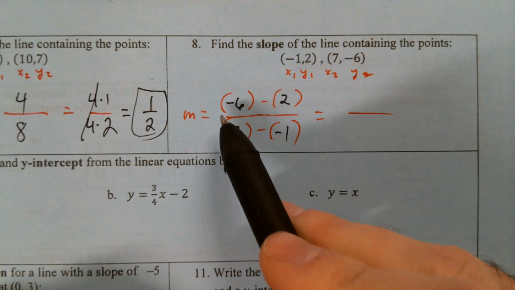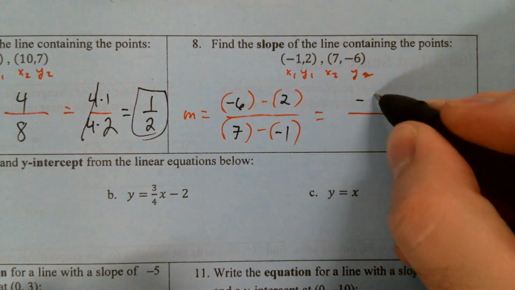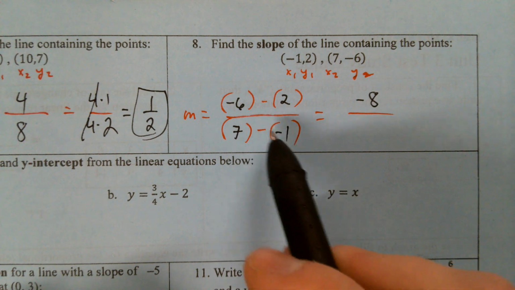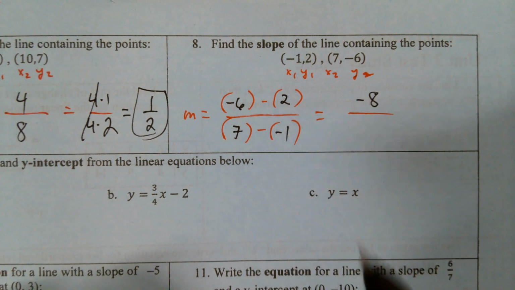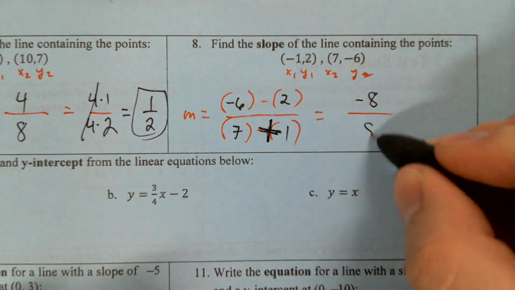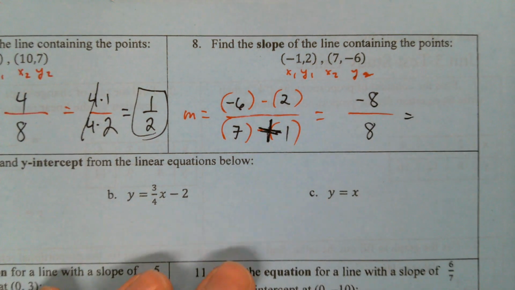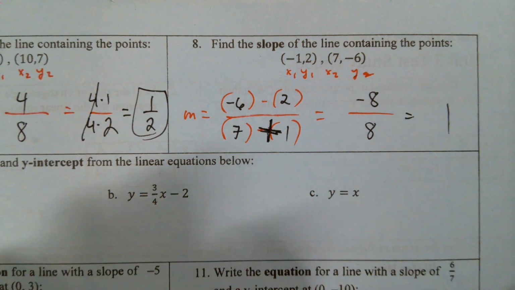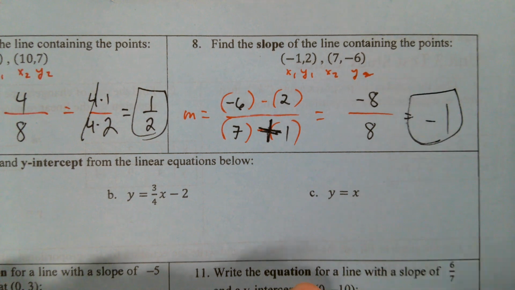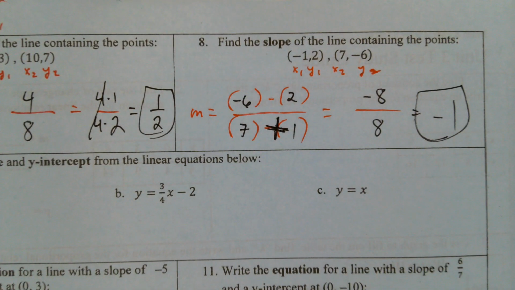What would negative 6 minus 2 give us on the top? Negative 8. Good. Now what happens when we have two minus signs right next to each other like this? What do they form? They make one big plus sign. What's 7 plus 1? 8. Now 8 over 8, that's easy. That simplifies to 1. But what's a negative over a positive going to give us? A negative. Our slope there in number 8 is negative 1.